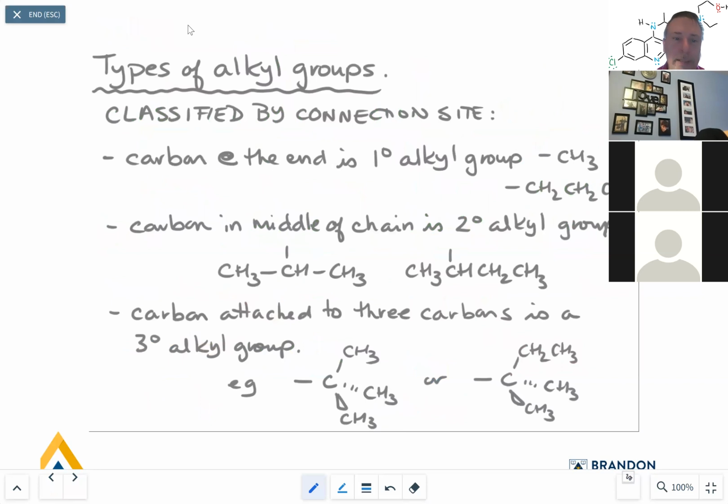So this is basically the classification by site. So carbon at the end, primary, secondary, tertiary. This is basically what we just mentioned in the previous slide. So that's where these all things come from.